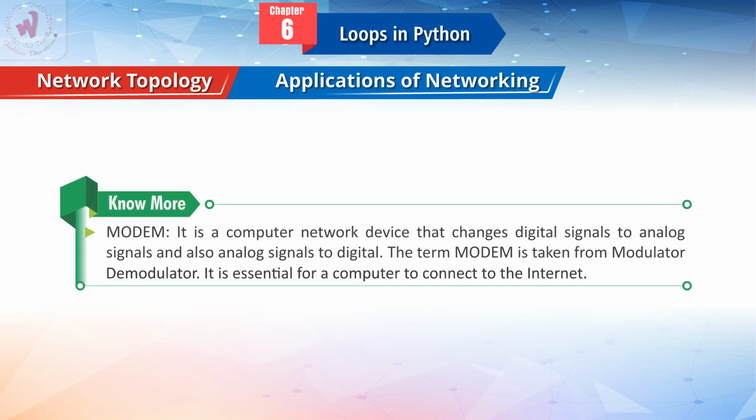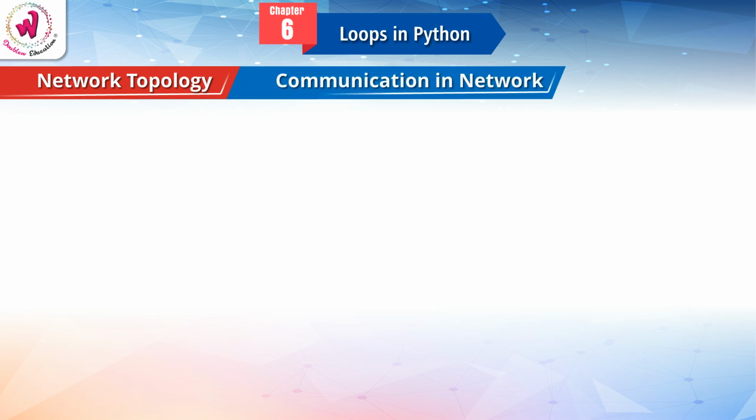Modem. It is a computer network device that changes digital signals to analog signals and also analog signals to digital. The term modem is taken from modulator, demodulator. It is essential for a computer to connect to the internet.